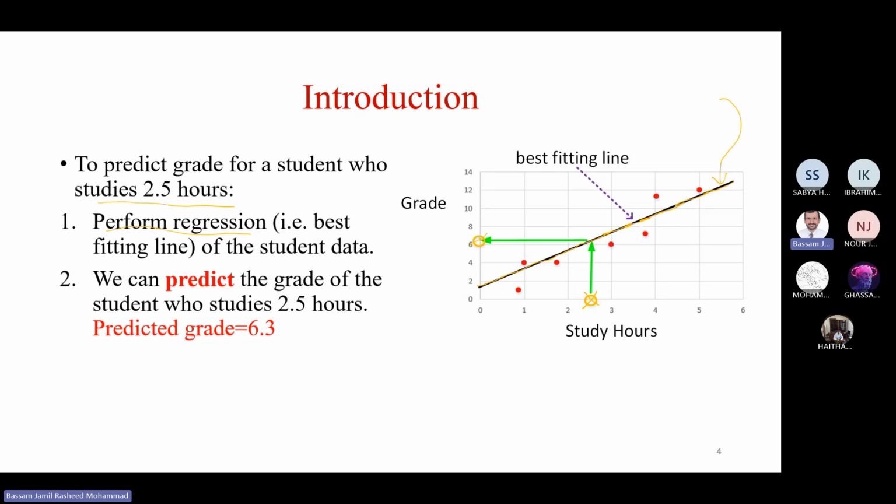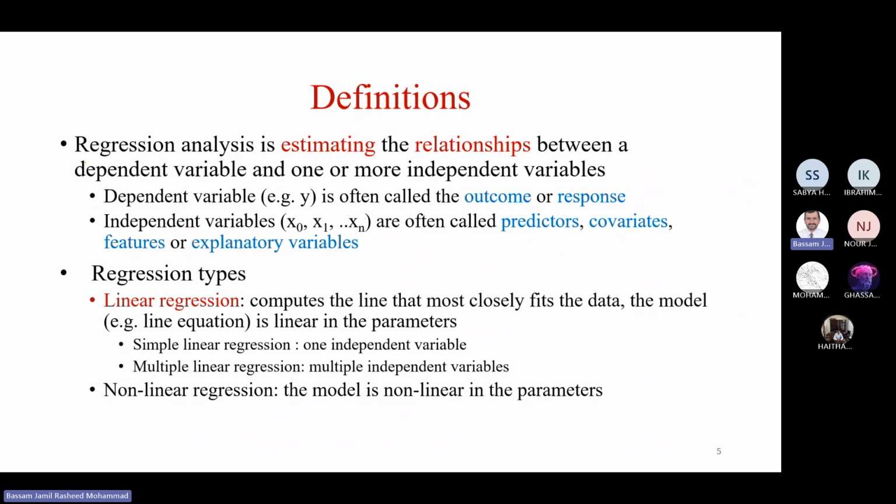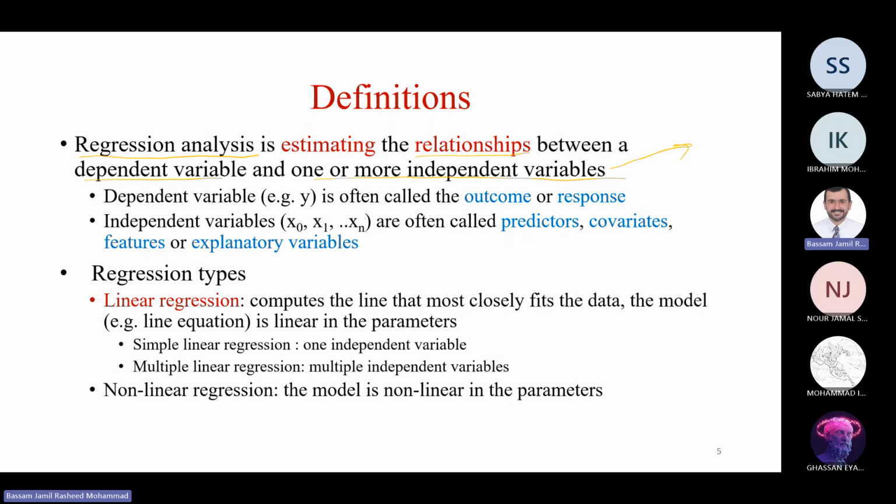My model now predicts a grade of 6.3 for a student who studies 2.5 hours. So the question is, how can I get this model? Regression analysis is estimating the relation between a dependent variable, in this case the y, the grade, and one or more independent variables. In my case, it's the x, or the study hours.